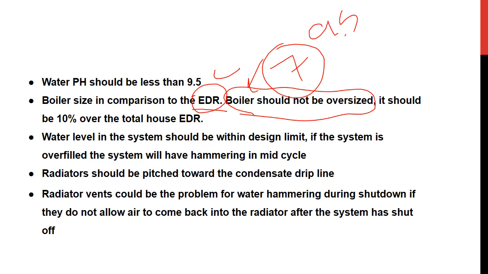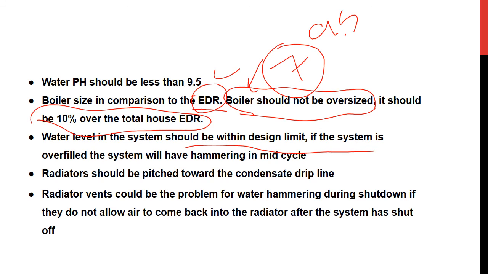It should not be more than 10% over the total house EDR. Again, because we are trying to balance the amount of steam we're producing and how fast we make condensate, and if we have too much condensate compared to steam, then you will have a lot of flows in different directions and cause you to have hammering.